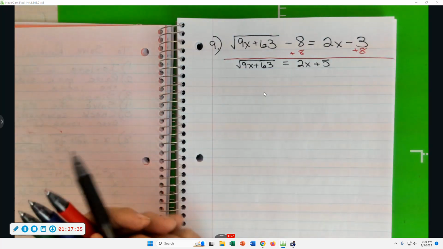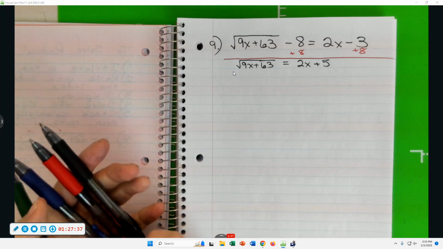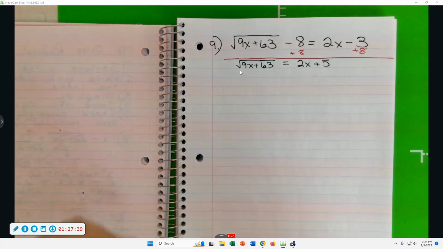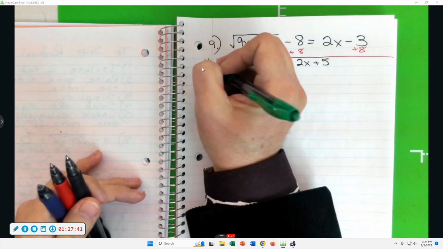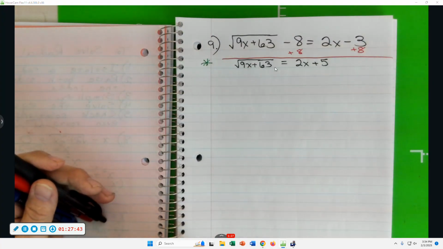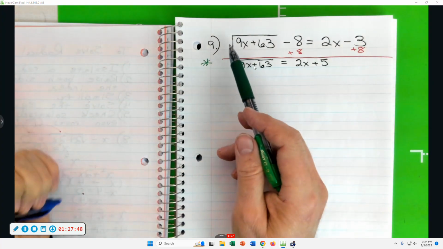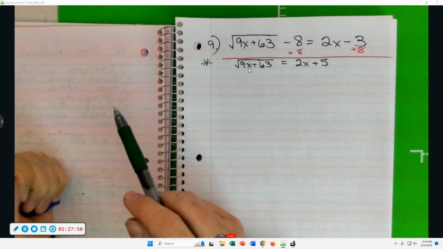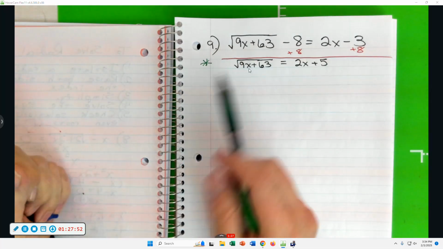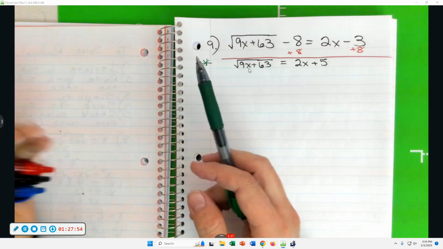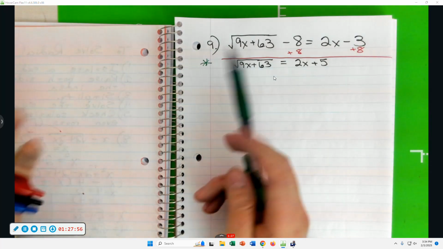Have we isolated the radical? Yes. Put a little asterisk there. This is what you're going to use for checking. Do we have to check it? Yes, because it's a square root. What power am I about to use to get rid of that square root? Square. The square, 2 is an even number, so you're going to have to check it.